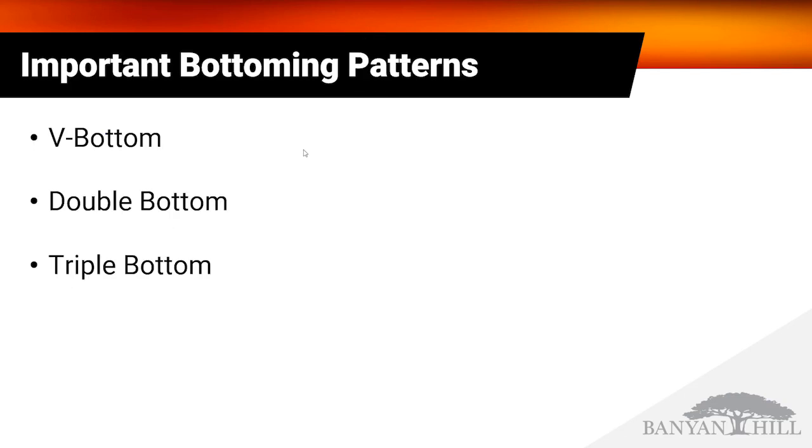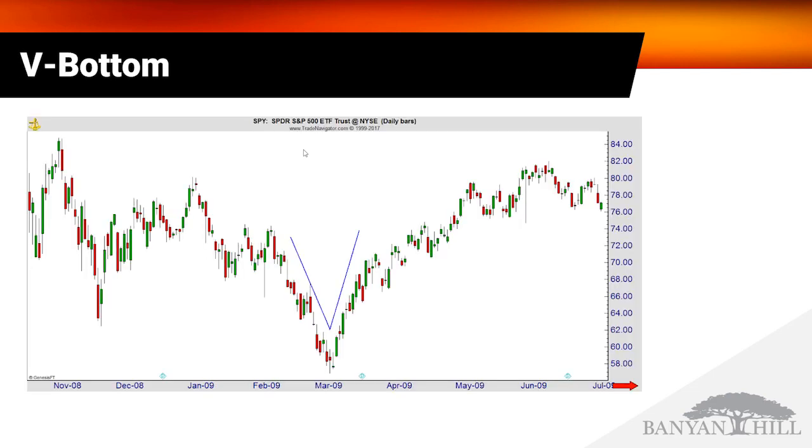Bottoming patterns include a V bottom, double and triple bottom, and let's look at each of those in turn. V bottoms tend to be fairly common in the stock market. We just get that panic selling. This is March 2009, and sellers were panicking, just get me out. Well, eventually the last panicked seller gets out, and then markets stop falling and then rally sharply.